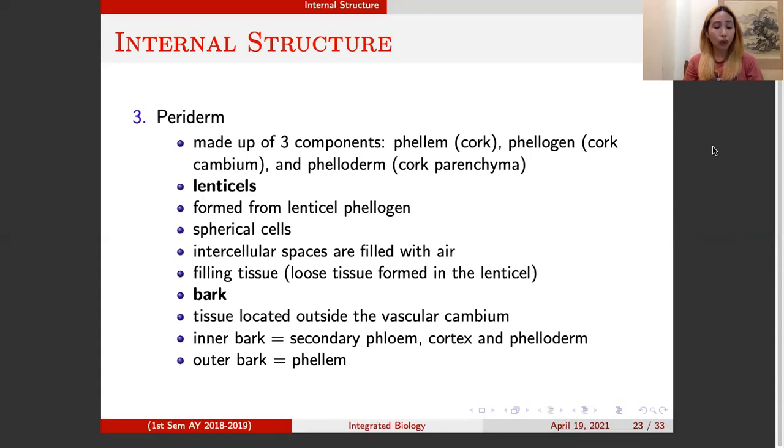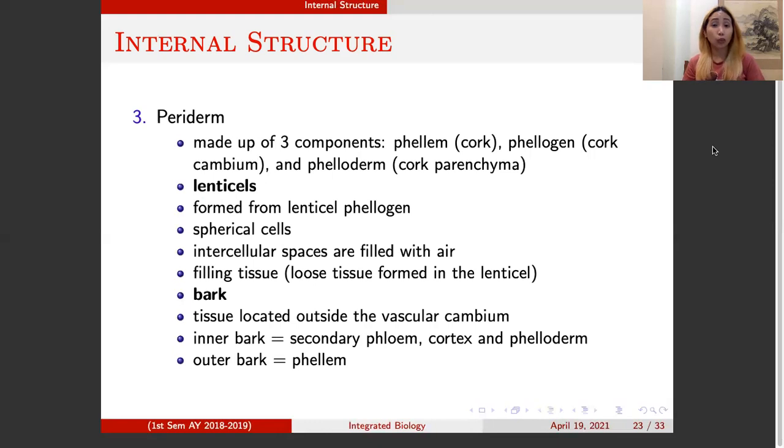And then, of course, the periderm, we have to classify yung bark area. Kung may wood area, then may bark area. So the bark consists of an outer and an inner bark. This is the tissue located outside the vascular cambium. Sinabi ko na yun kanina. So you have the wood, the vascular cambium, then you have the bark. And since right after the vascular cambium, towards the outside of the stem, you will see the phloem, then the phloem is actually part of the bark.